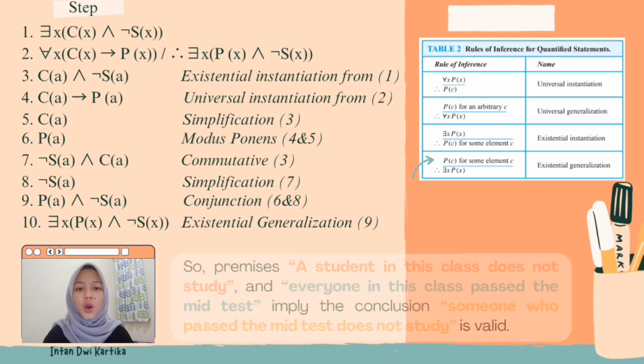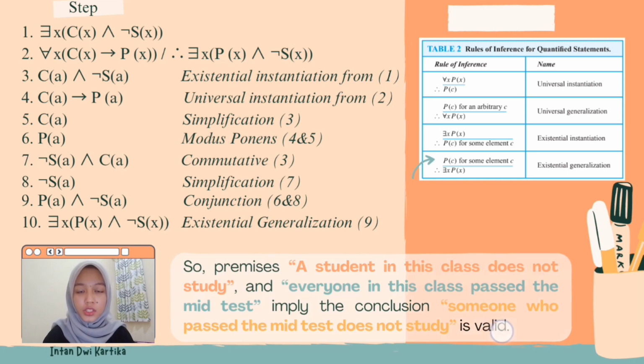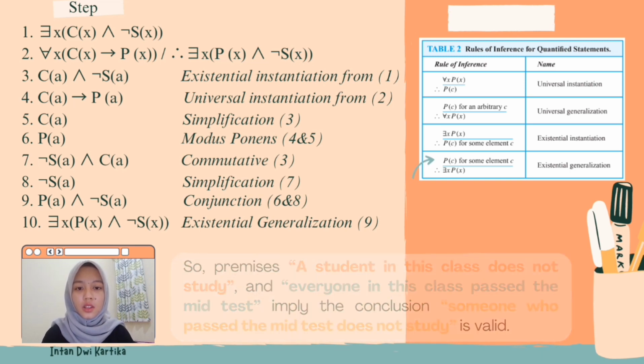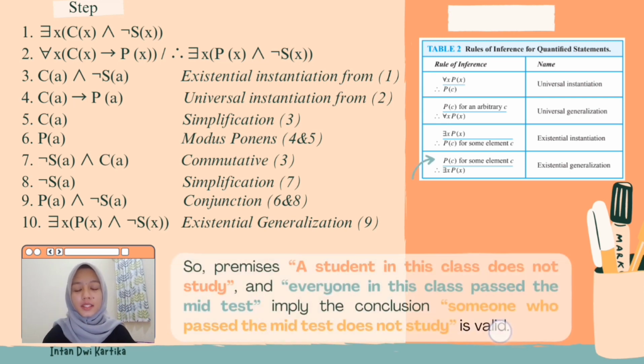Okay guys, so we have proof, we get this conclusion. As we can see, this conclusion is same as the given conclusion. So this argument, the given argument, we have proven that the argument is valid. Yay! Okay, next, move to the next topic.